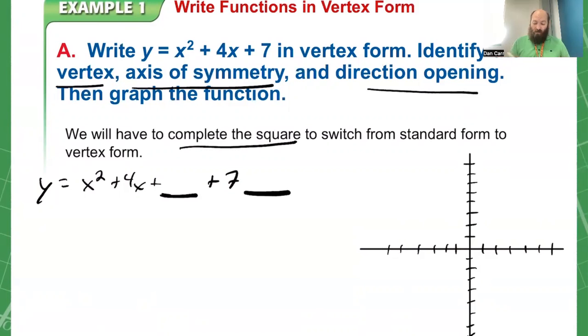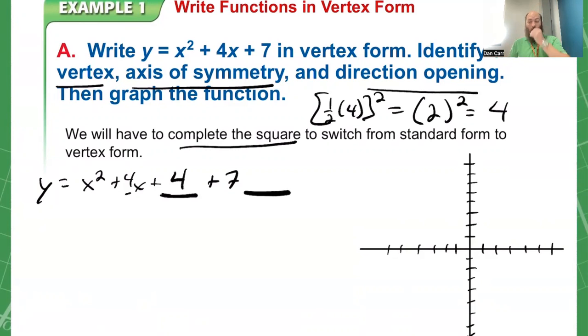I'm going to still do the same process. So I look at my 4, my b value. I'm going to take 1/2 of 4 and square that. So that's going to come out to 2 squared, which is going to come out to 4. So just like completing the square, I would add 4 here. Normally, we would add 4 to both sides.